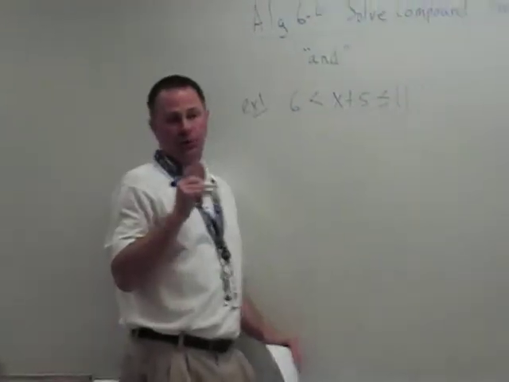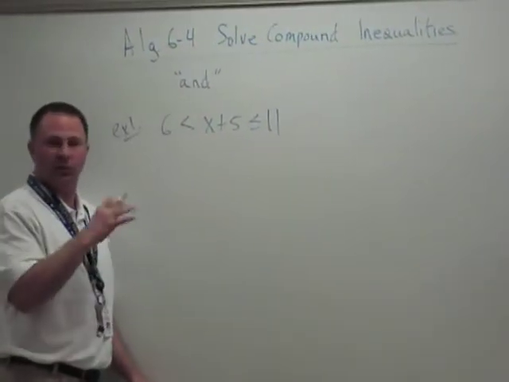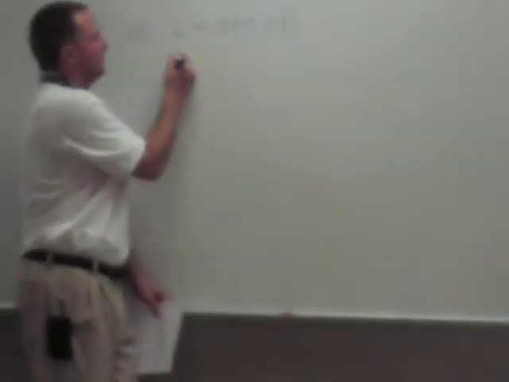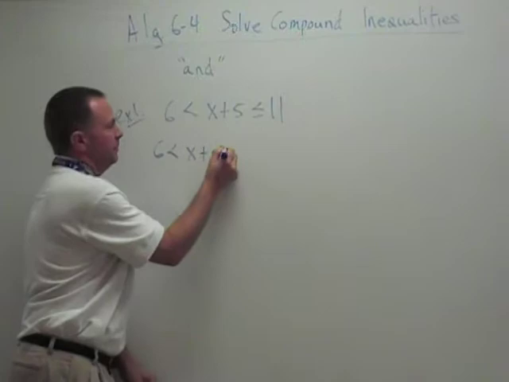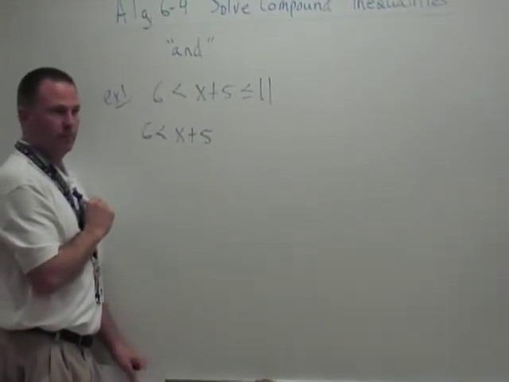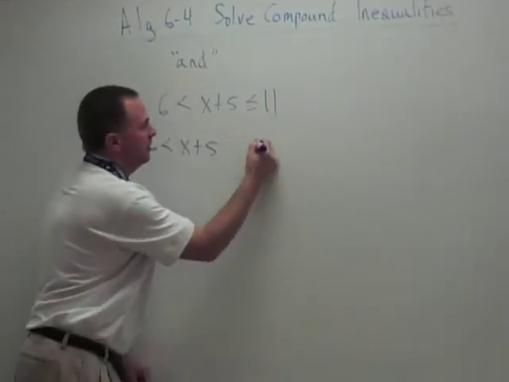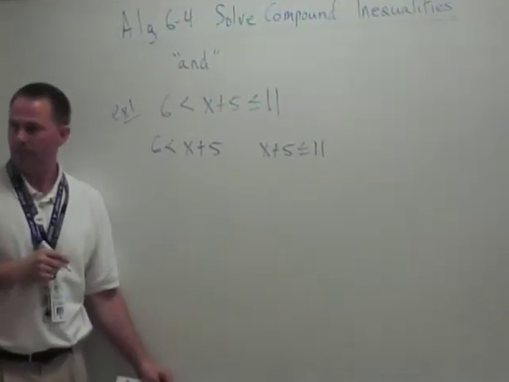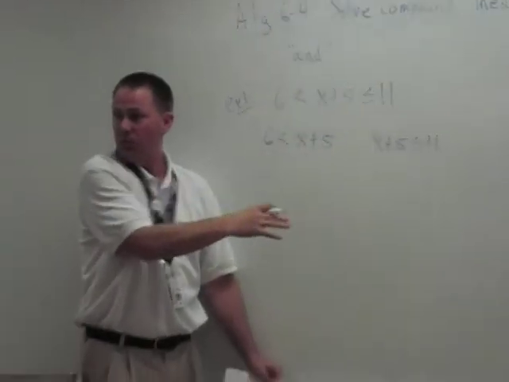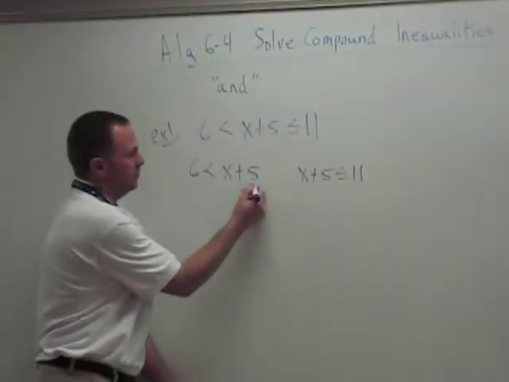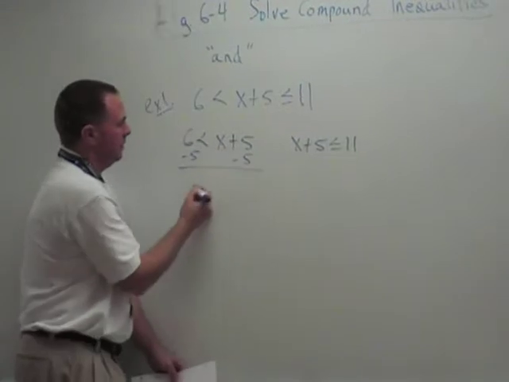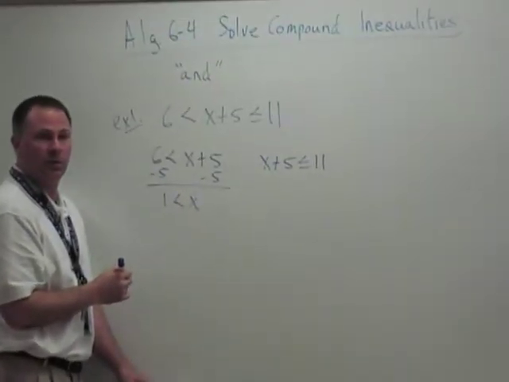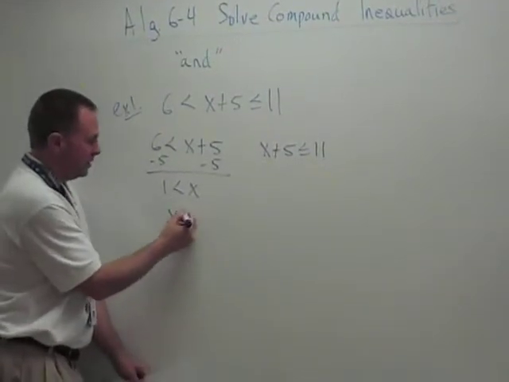Okay. The first way. This is what I used to do when I was confused about these things. I would look at this and say, well, the first inequality is 6 less than x plus 5. The second inequality is x plus 5 less than or equal to 11. And then I would solve each one individually. Subtract 5. 1 is less than x, right? Which is the same as x greater than 1.